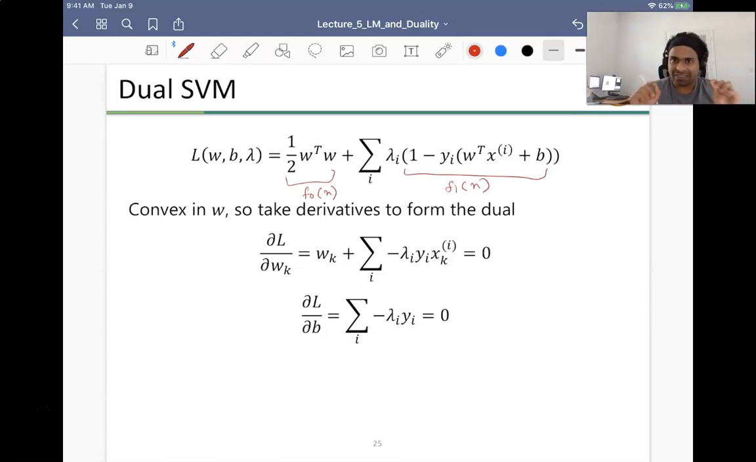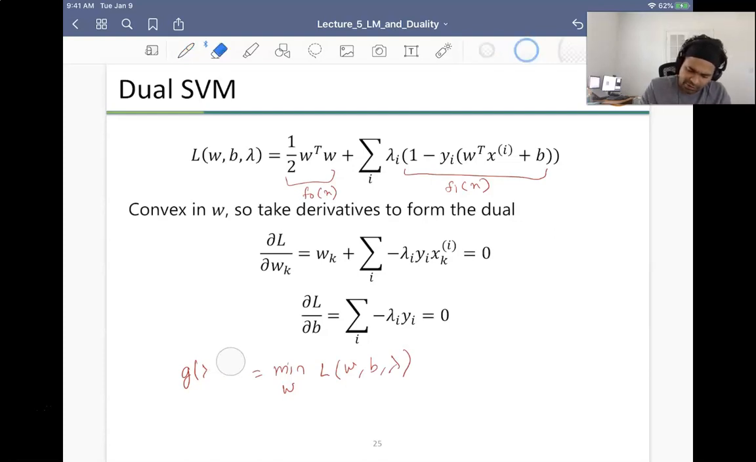Now we want to construct the dual. If you recall, the dual formulation is g of lambda comma nu, which is the min over w of my Lagrangian, L of w comma b comma lambda. There's actually no nu here, so I just have g of lambda, because all my constraints are inequality constraints. I don't have any equality constraints in the SVM formulation. So I have g of lambda equal to the min over w comma b.